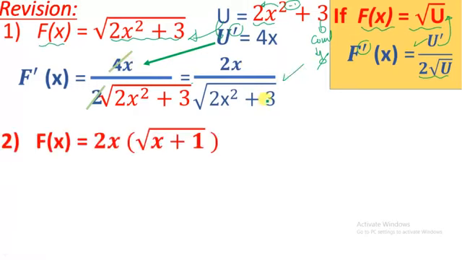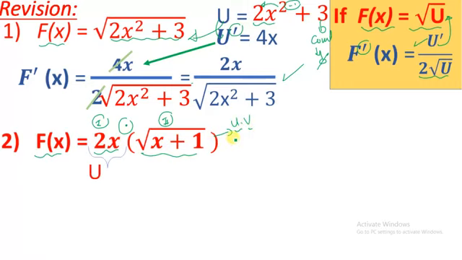The second example: we have f of x equals 2x multiplied by radical x plus 1. Here we have two functions. This is the first function and this is the second function. And the sign between them is the multiplication sign. So we will go directly to the rule u times v. So what is u and what is v?